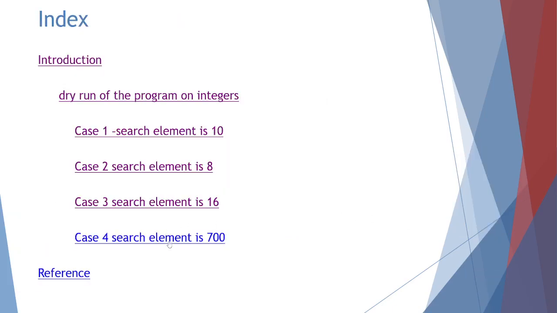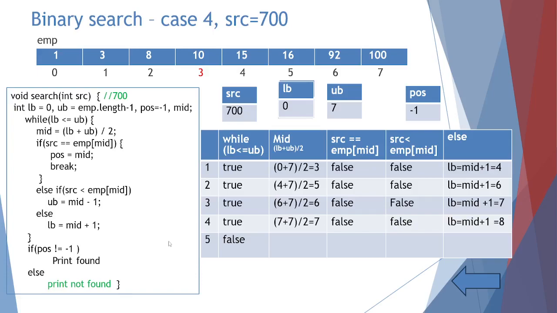Fourth one is 700, which is not there in the array. Initially 0 and 7. See here 4 iterations and it is finding the 700. The search element is not there in the array. Had it been linear search, it requires 8 iterations.